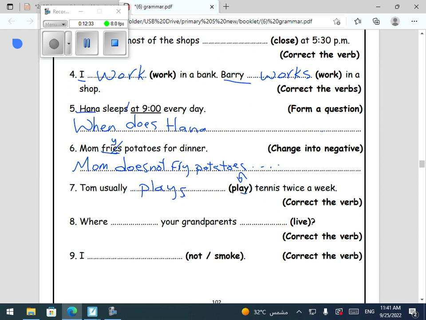What about the S here? Cancel S in the question. So when does Hannah sleep every day? When does Hannah sleep every day? And don't forget the question mark.